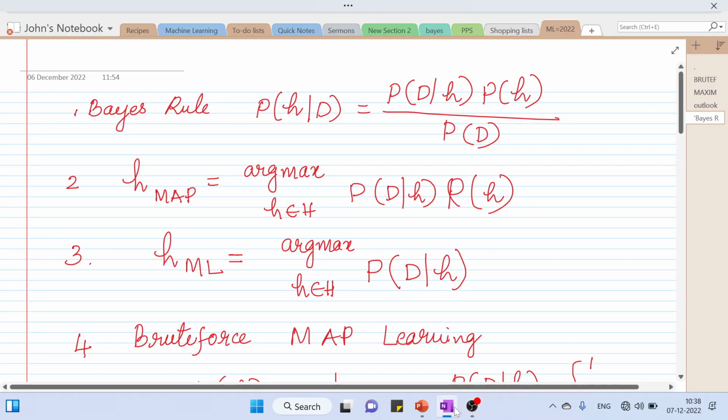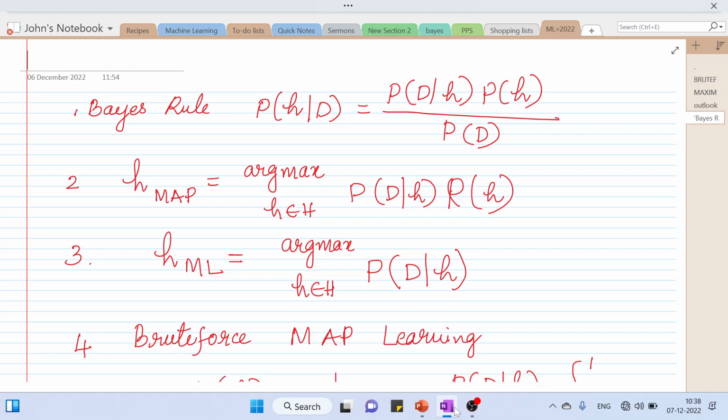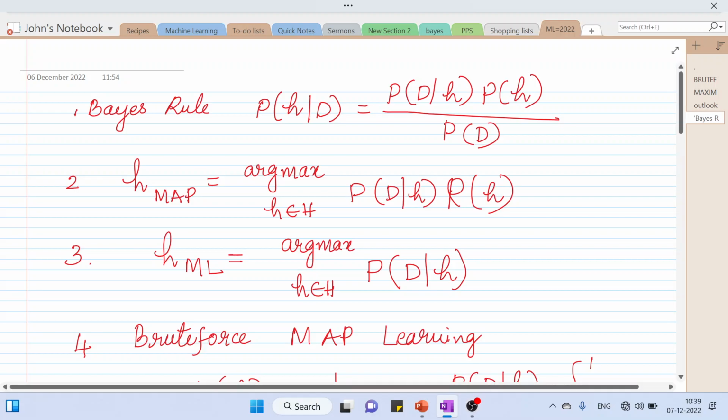So Bayes rule, then maximum a posteriori hypothesis, which is the maximum of probability of D given H into probability of H. When the probability of H can be assumed as constant, then the maximum likelihood hypothesis will come. That is, probability of D given H maximum.